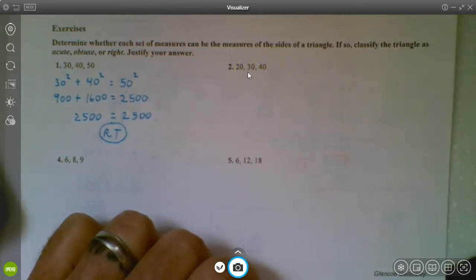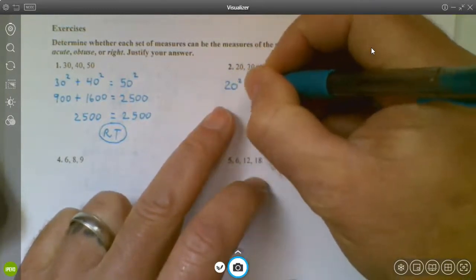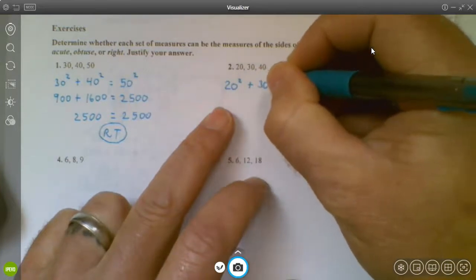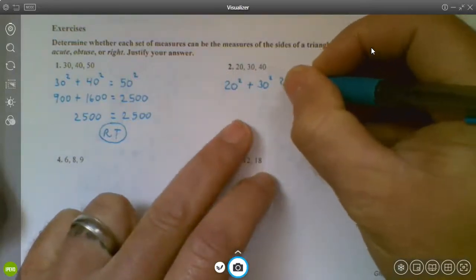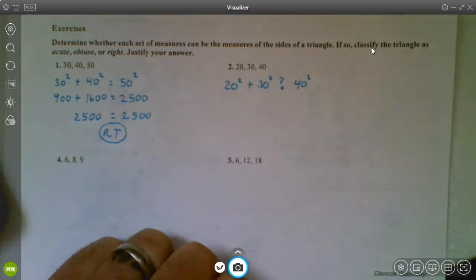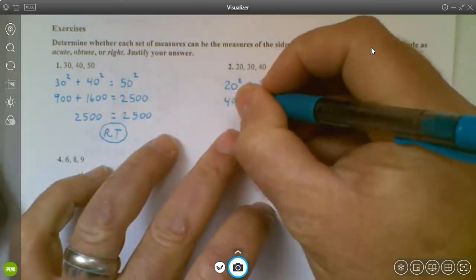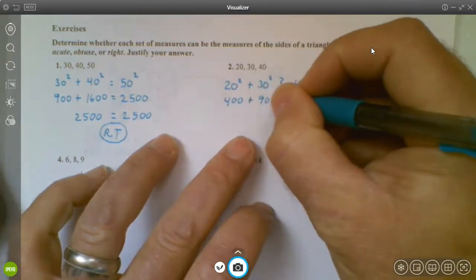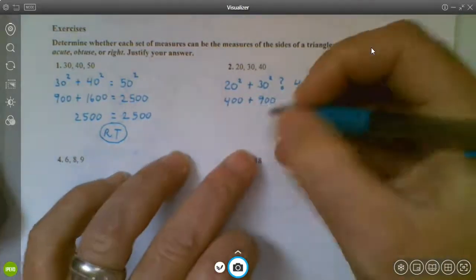So now that I know it's a triangle, I can figure out what kind of triangle it is. So we're going to test it. Again, I want to compare a squared plus b squared to c squared. That's what we're trying to figure out. Do they equal 40 squared? Are they greater than 40 squared or less than 40 squared? If I simplify these numbers, I'm looking at 400 plus 900 compared to 1600. As I add those together, I get 1300.